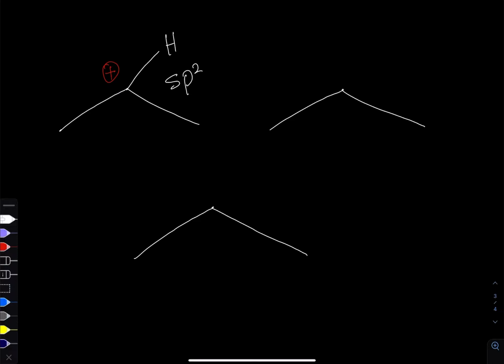And let's explore what a carbanion is. A carbanion is similar, but the only difference is that we have a lone pair of electrons as opposed to an empty orbital like we do here. So we're going to have a net negative charge on this carbon. It's going to be sp3 hybridized as opposed to sp2.